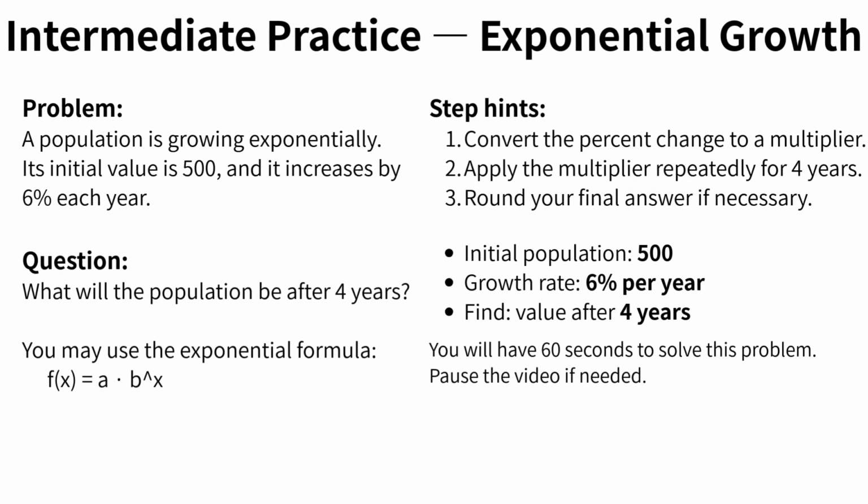Here is your intermediate practice problem. A population starts at 500 and grows by 6% each year. Your task is to find the population after 4 years. First, convert 6% to a multiplier. Then apply that multiplier year after year for a total of 4 years. Finally, round your answer if necessary. You have 60 seconds. Pause the video here and try solving it on your own.